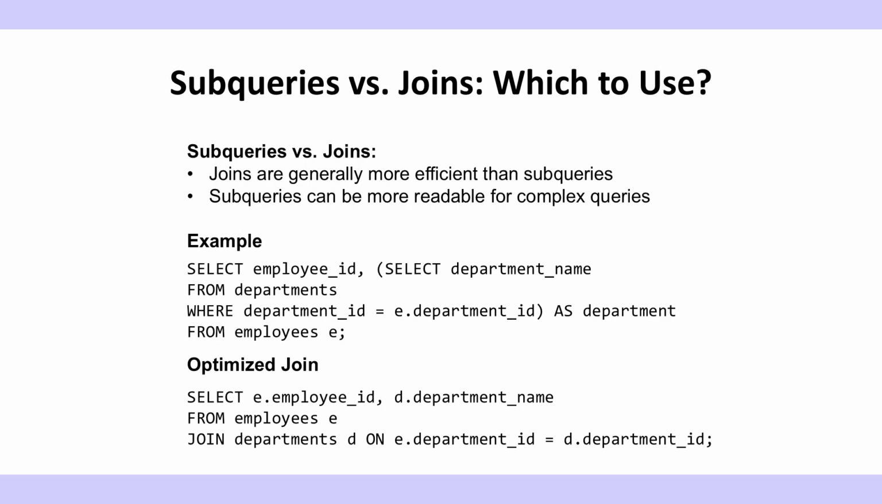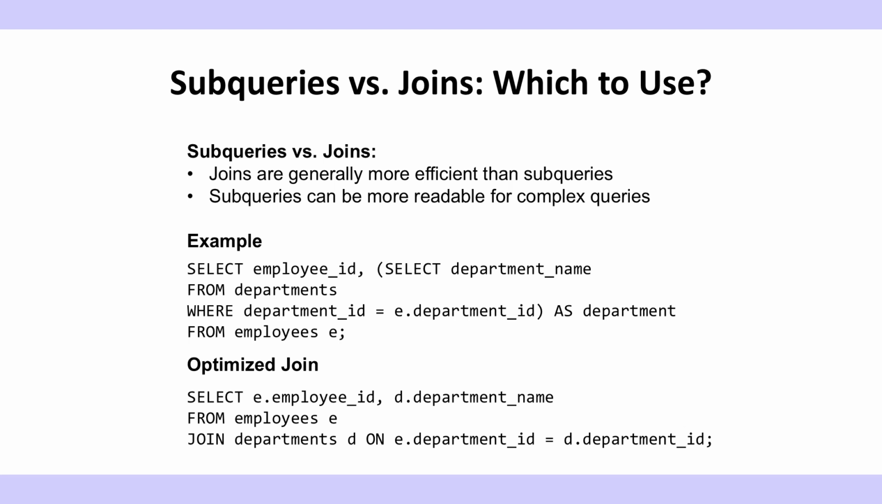Subqueries and joins are often interchangeable, but they can have different performance impacts. As a general rule, joins are more efficient than subqueries because SQL executes joins more efficiently by leveraging indexes. However, subqueries are sometimes more readable for complex operations.